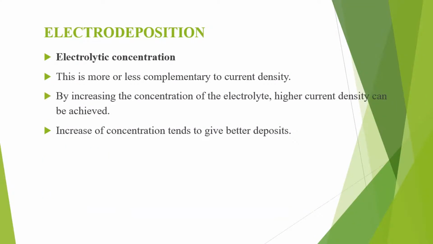Next factor is electrolytic concentration. This is more or less complementary to current density. Increasing the concentration of electrolyte will increase the current density. So, if current density value is high, then the deposit will be uniform and fine grained. Therefore, increasing the concentration will give us better deposit.